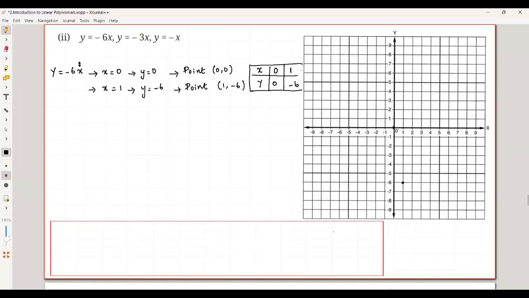So 0 comma 0, next one is right, minus 1 comma 6, we have to do it. Okay, now minus 1 comma 6, this is my minus 1 comma 6. I can just join, right? Now this is my first equation, straight line.